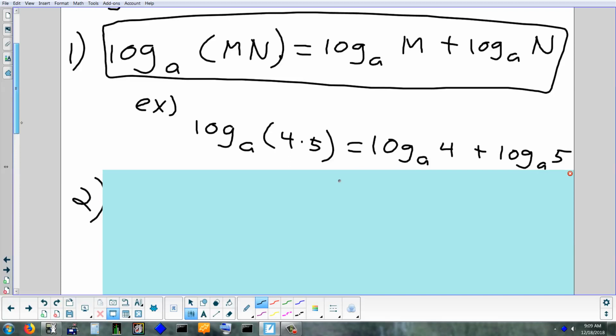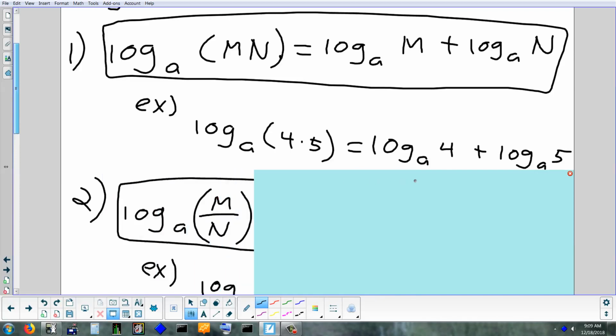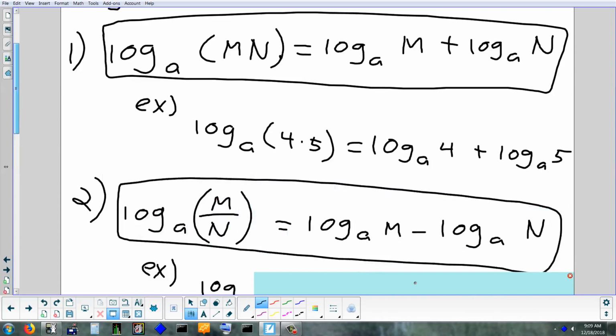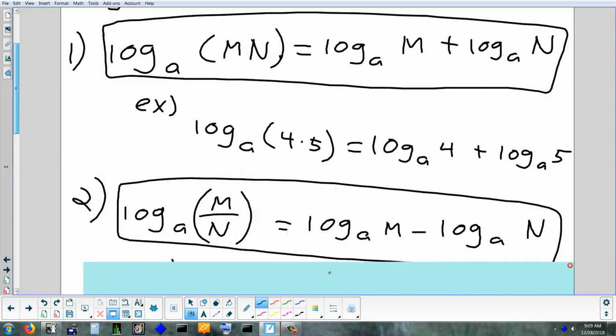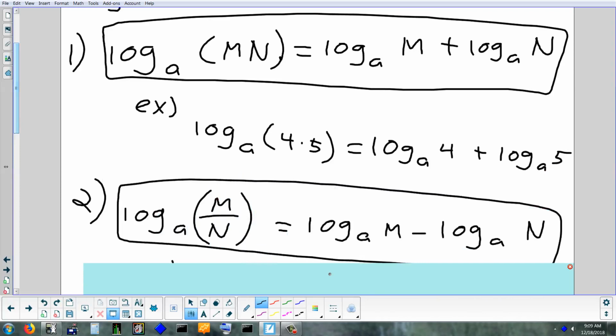So the next one has to do with a quotient. Any guess on what a fraction would change into? Subtraction. Yep, it's going to be subtraction. Very good. Now this time the order is important. So when you have a quotient, it's the log of the numerator minus the log of the denominator. With addition, the order isn't as important because when you add 2 numbers, you can add them in any order. When you subtract them, you got to do it that way.